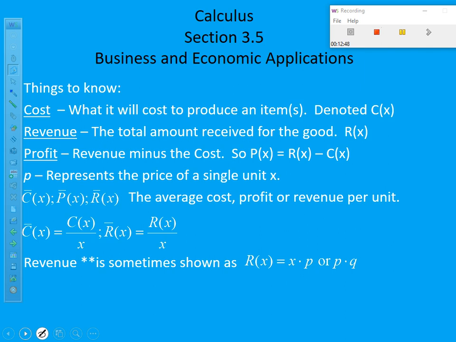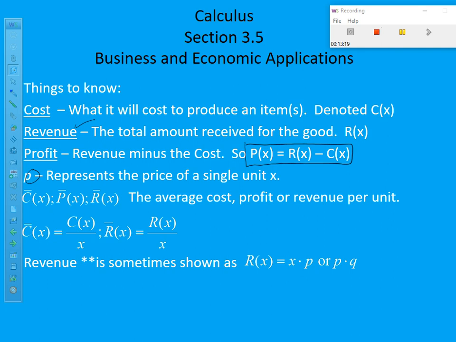cost and revenue and profit things that we've been talking about for seems like the majority of the year. Remember, cost is how much it costs to produce an item. Revenue is how much money you bring in. Don't forget this one because it's important. Profit is revenue minus the cost. If a little p equation shows up, that represents our price.